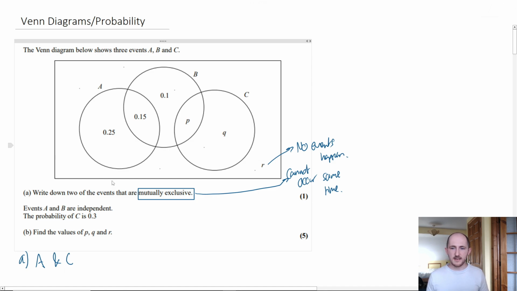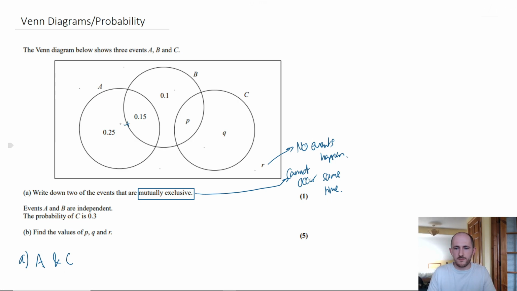All of the numbers inside A will add up to the probability that A happens. So the probability of A happening is 0.25 plus 0.15, which is, of course, 0.4. Okay? So the probability of A happening is 0.4 in this particular case. But the 0.25 is the probability that only A, nothing else happens.